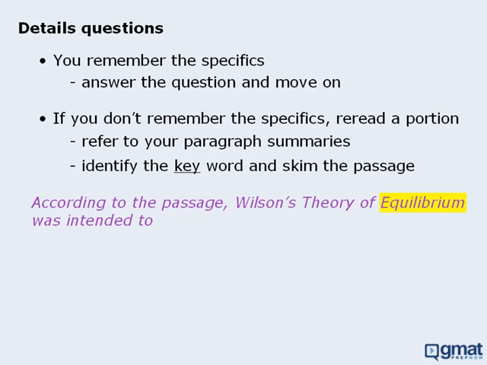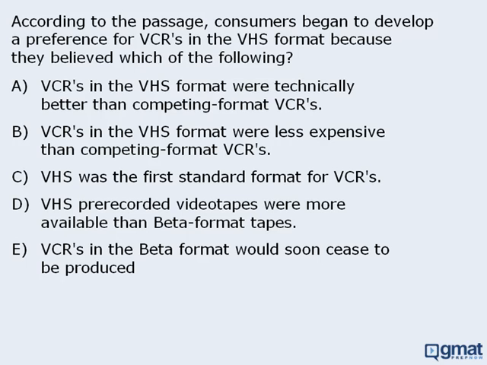Well, here the word equilibrium highlights the primary detail in the question. So now you should skim the passage looking for that word. Let's practice this strategy with the following details question. Now, if you don't remember where this particular detail appeared in the passage, and your paragraph summary doesn't mention it, you will need to identify a key word or two to look for while skimming the passage.